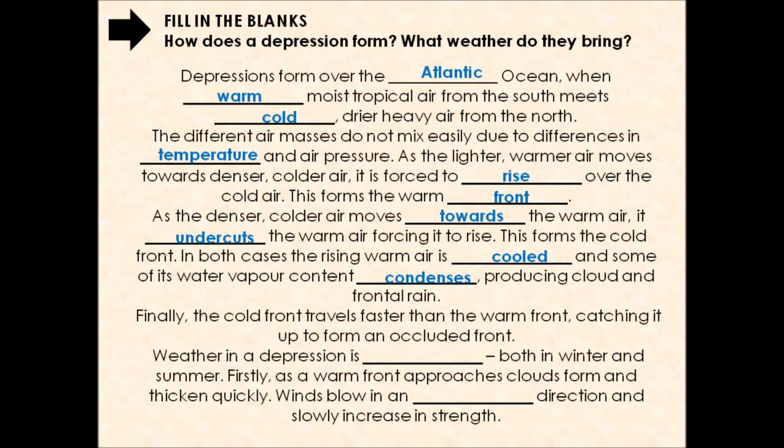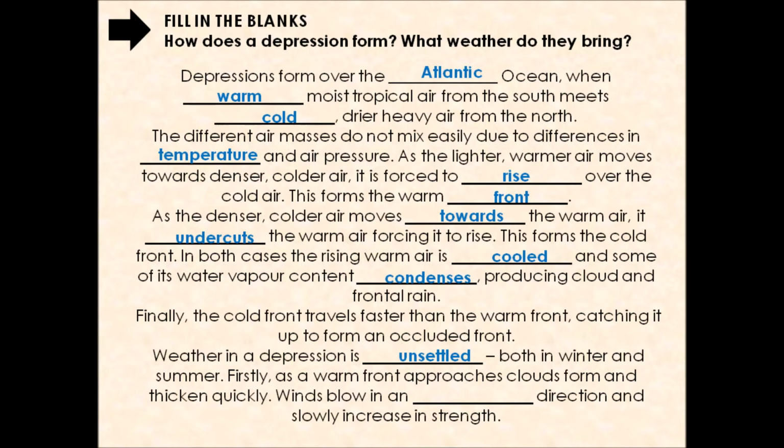Now finally, the cold front then travels faster than the warm front and catches it up to form what we call an occluded front eventually when the depression has passed over. And weather in a depression is therefore unsettled, both in winter and summer.